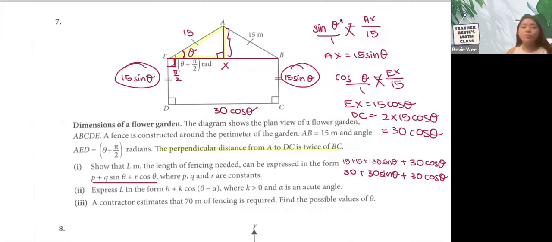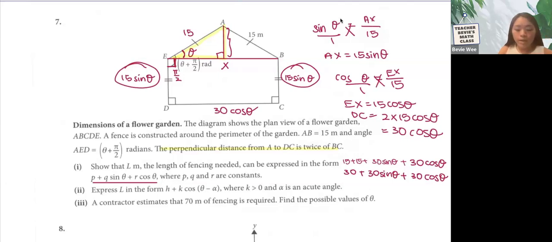Okay. Next one. Express L in the form of this. What is this? They never say anything, you know. How to combine? What is this? How to express? I got sine, I got cos. How come it can become cos of theta minus alpha? Only one should go cosine only. What are we using here? R formula, right? R formula is the only formula that can combine sine and cos together into either sine or cos.